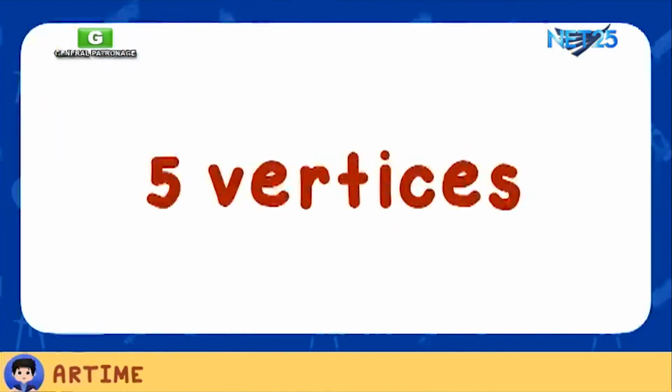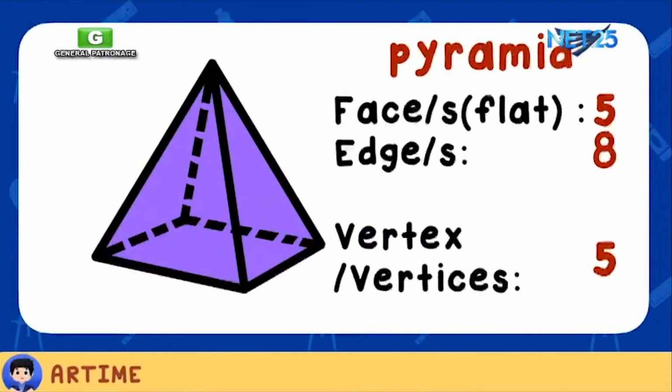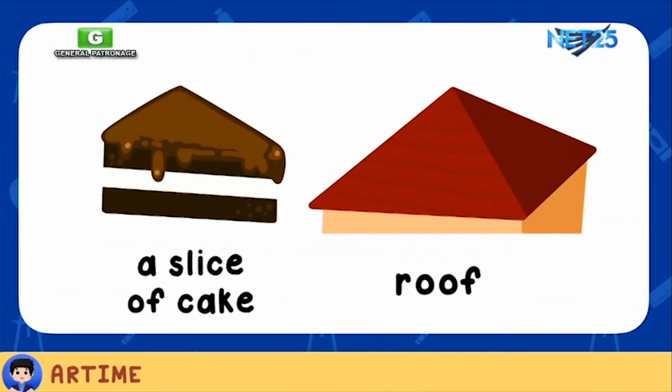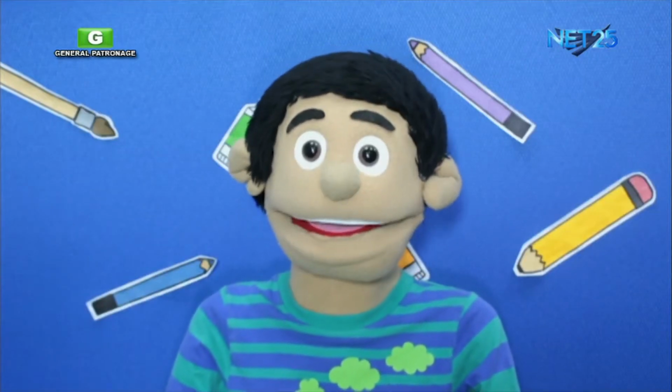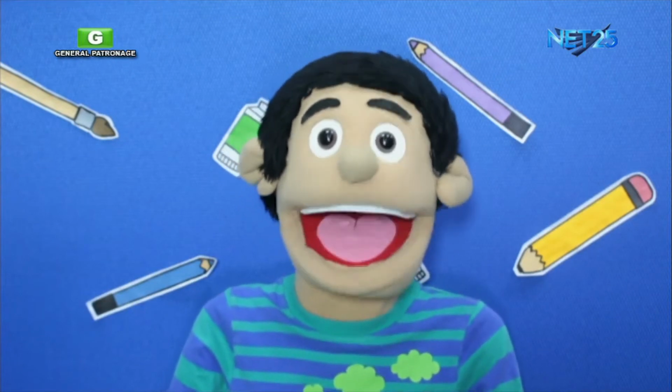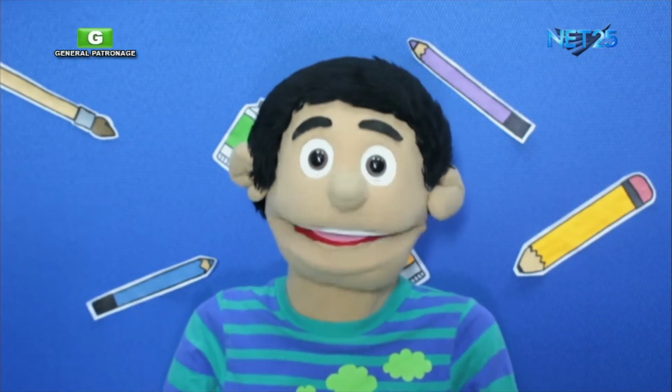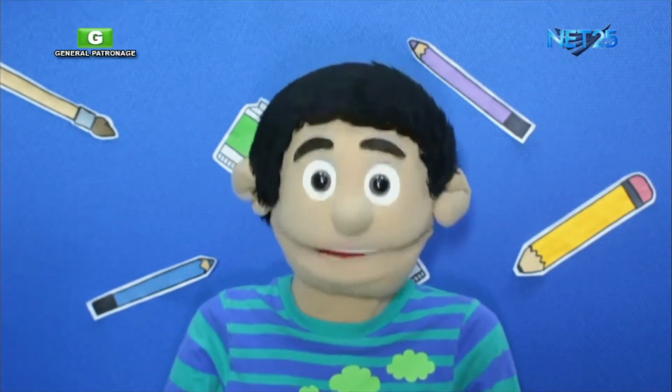5 vertices. All right! Now here are examples of pyramid-shaped objects. A slice of cake and the roof of a house. Good job, friends! Now we know the 5 basic 3D shapes. We can now start our activity worksheet.